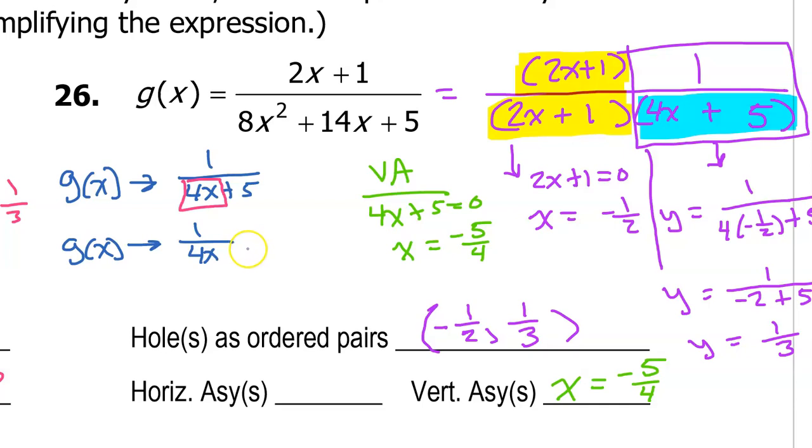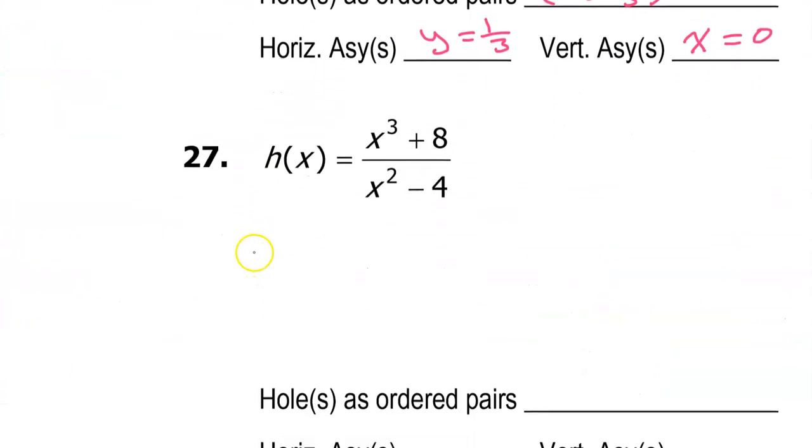I'm disregarding the 5. But as x approaches infinity, or negative infinity, think about what's going to happen. The denominator gets bigger and bigger and bigger. So we have 1 over 100, 1 over a million, 1 over a billion. So what's happening is the overall value of the fraction is getting smaller and smaller and smaller. So this is actually approaching 0. So that is my horizontal asymptote, y equals 0. All right, that's all we needed for problem number 26.